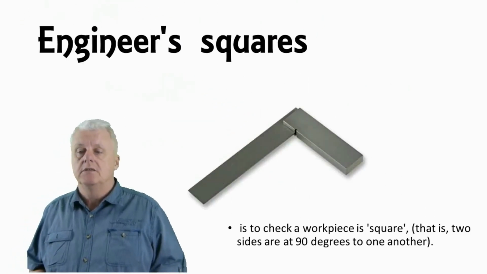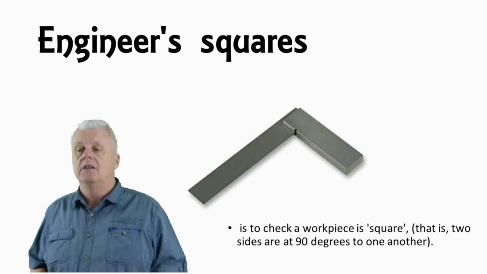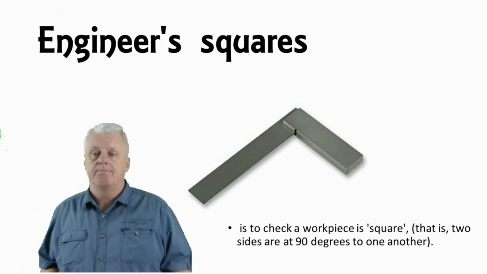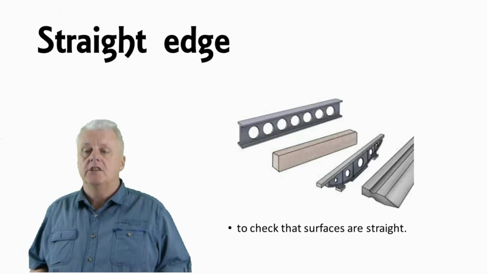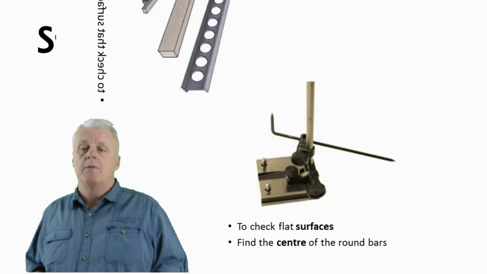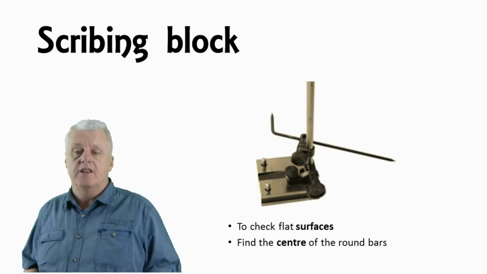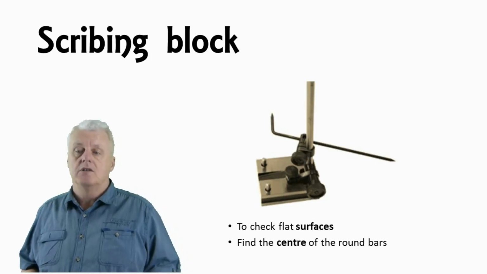Engineer squares. An engineer square is to check a workpiece is square, that is that two sides are at 90 degrees to one another. Straight edge. Straight edge is to check that surfaces are straight. Scribing block. Scribing block is used to check flat surfaces and to find the centre of the round bars.